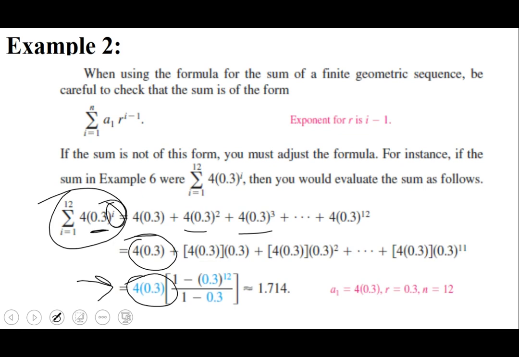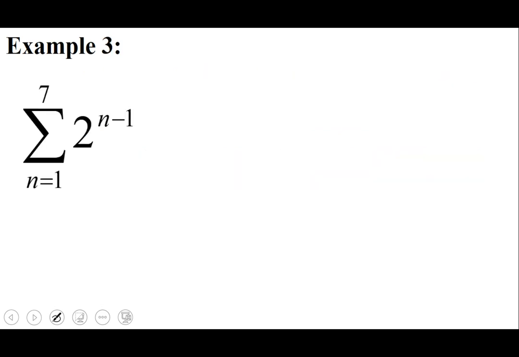Again, if I was going to plug this into the calculator, I would start with the numerator, 1 minus 0.3 to the 12th. I would then hit divided by parentheses 1 minus 0.3, hit enter again. Multiply that whole thing times whatever 4 times 0.3 is, and then you're going to get a smaller sum of 1.714. Let's go ahead and do some examples from start to finish.